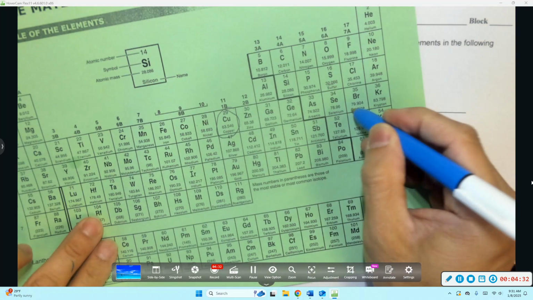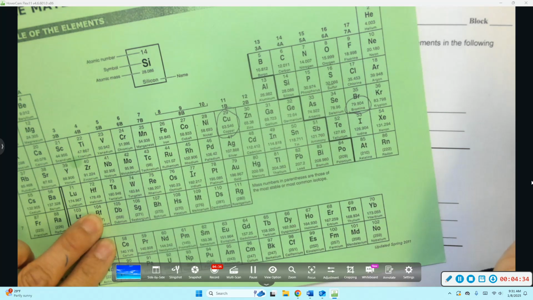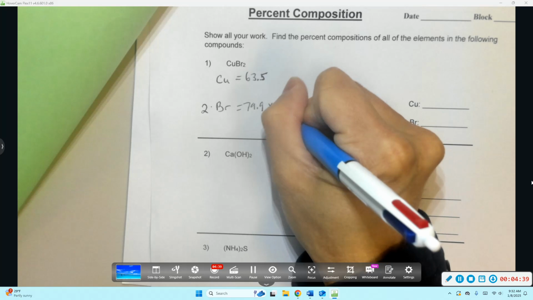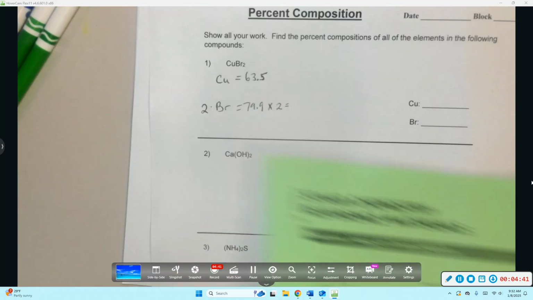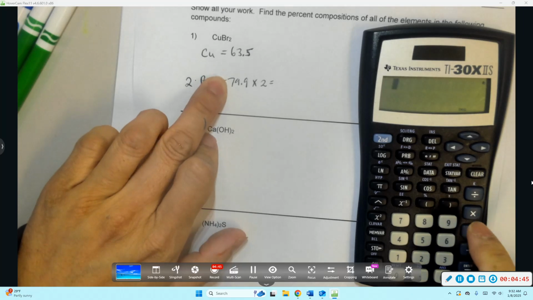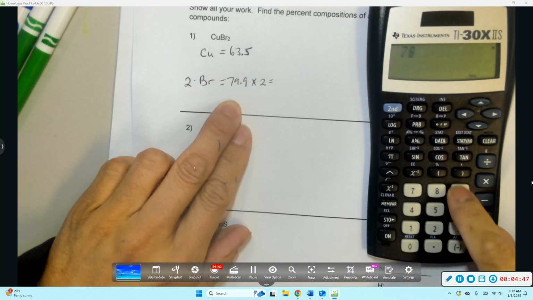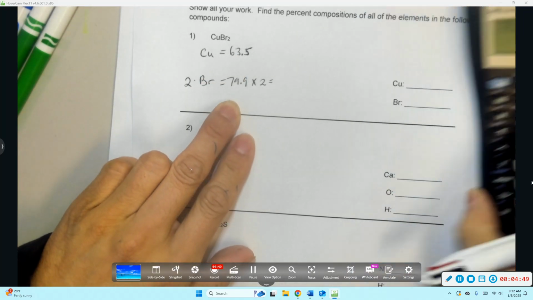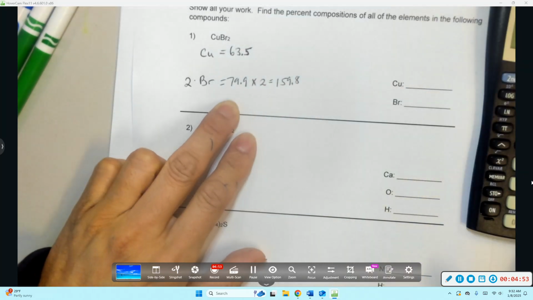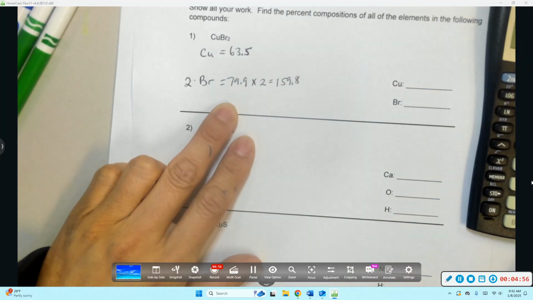Bromine, look here, 79.9. So you write 79.9, but there's 2 of them, so we multiply it by 2. And now just use your calculator to do the rest of this. 63.5, I leave that alone. 79.9 times 2 is 159.8. Okay? And now I have to add them together.